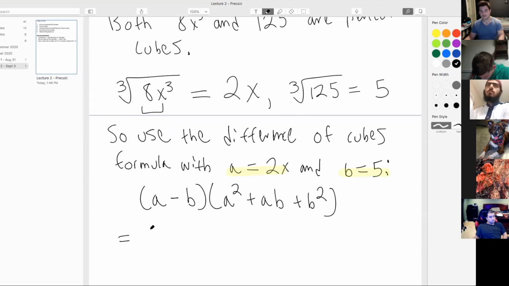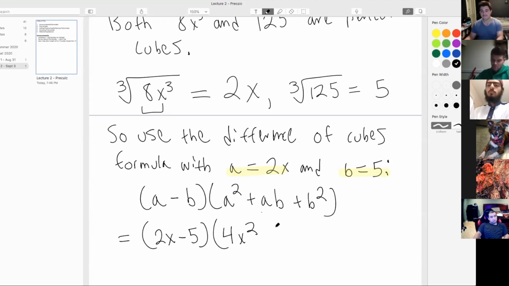So this will be 2x minus 5. Okay, a squared. So a is 2x, and I need to square that. So 2x, that whole thing squared, is 4x squared. Now I need to do a times b. So I need to do 2x multiplied by 5, which is just 10x. And the last guy is just b squared. I need to square 5, which will just be 25.